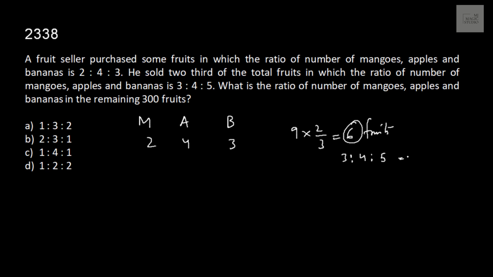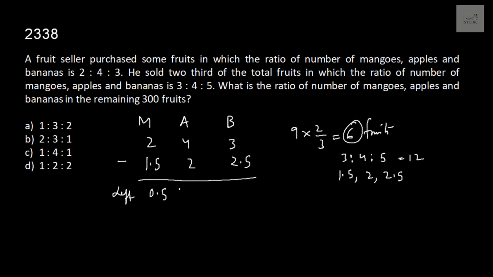That is 12 in total, which means half a fruit each. It would be 1.5 to 2 to 2.5 in the total of 6. So he has sold 1.5 mangoes, 2 apples and 2.5 bananas. So he is left with the ratio of 0.5 is to 2 is to 0.5. We can't keep ratios in fractions, so let's multiply by 2. It would be 1 is to 4 is to 1.